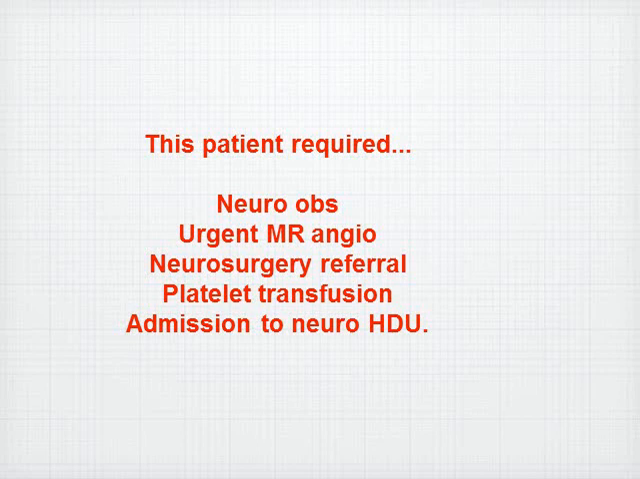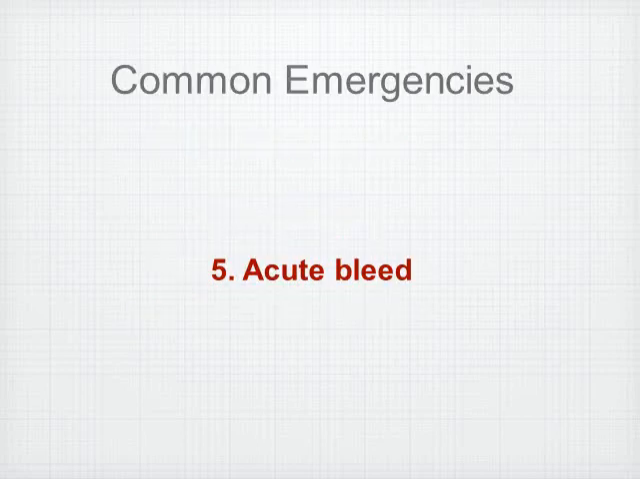I've got no idea. So they put her on neuro-obs, which basically means the nurses do the GCS properly, at least every hour, every half an hour. We sent her for an urgent MR angio, neurosurgery referral, and then because her platelets were a bit low and she's having neurosurgery, we had to transfuse her with platelets, and then she got admitted to the neuro HDU. So that's the kind of thing you might see. So another one was acute bleed.